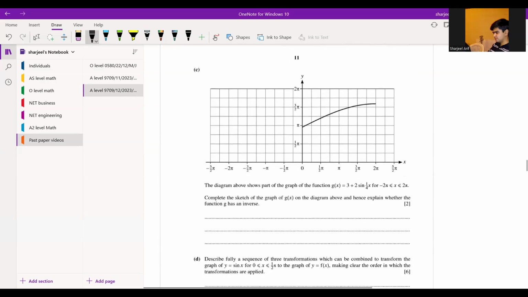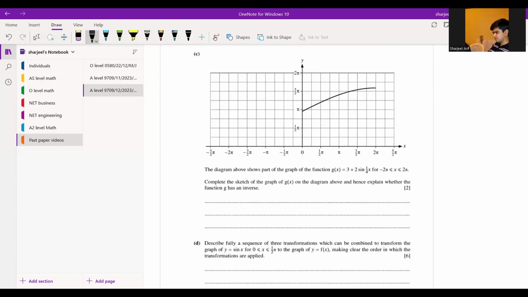For part C, we have to complete the sketch of the graph of g(x) for the given values or negative values till minus 2 pi. So for that, we will draw a table for the values of x and g(x). We have to use minus pi by 2, minus pi, minus 3 pi by 2, minus 2 pi. So that we need the 4 values.